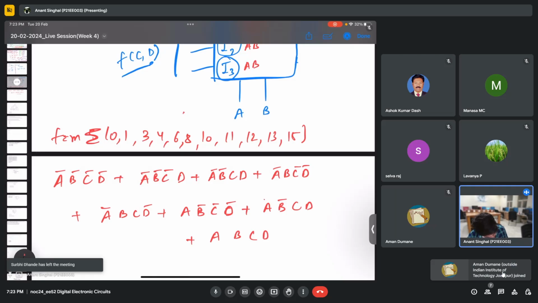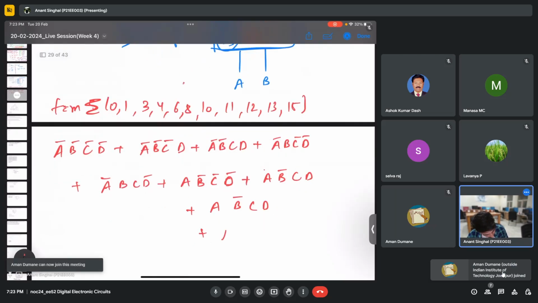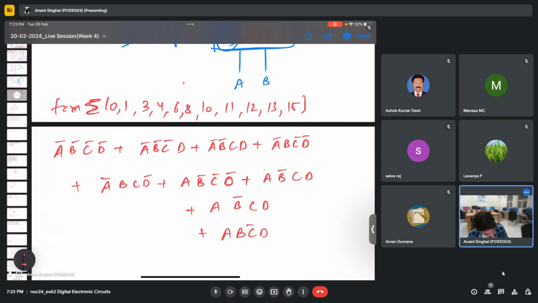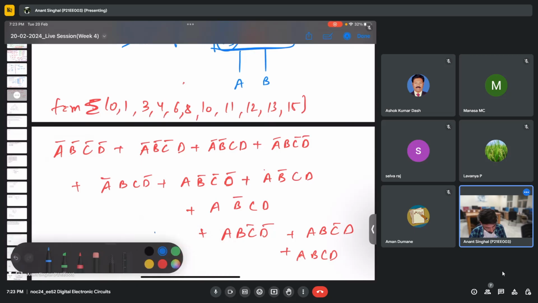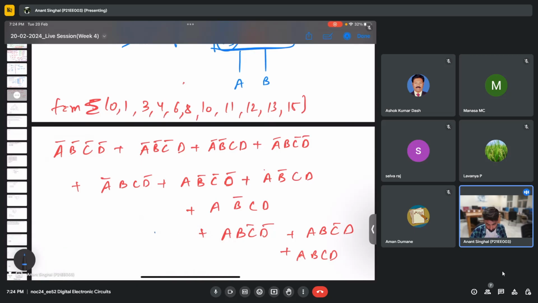So 11 is 8, 2 and 1, so this will be 1 0 1 1, yes. Value is 1 1 0 0. 13 is 1 1 0 1, and finally we have 50. I hope I have written everything correct. If I have written something wrong, do correct me.